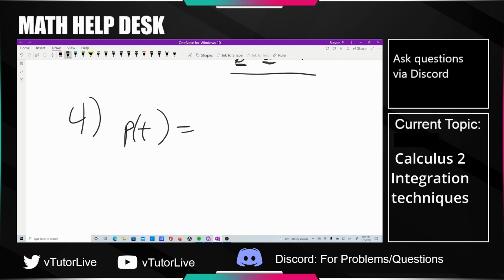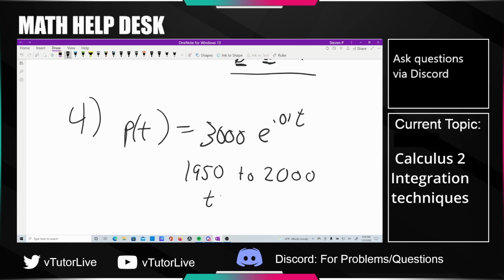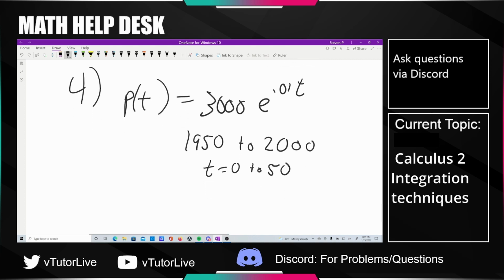I'm just making up some numbers here: 3000 e to the 0.01t. And I think it's saying it's starting at 1950 and looking at some endpoint, let's call it the year 2000. So t goes from 0 to 50. The correspondence is 1950 is when t is equal to 0, 2000 is when t is equal to 50. You just integrate that from 0 to 50. Exactly. It's just a very simple average, right?